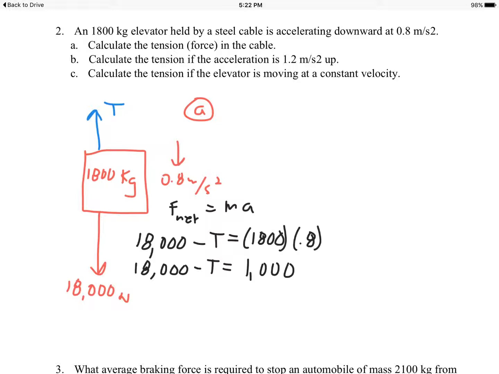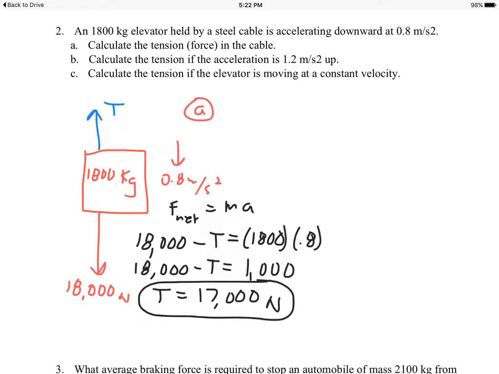As I move the T around and solve for T, I end up with T equals 17,000. I can't subtract the 440 from a bunch of zeros in the 18,000. So the answer is 17,000 newtons. It's a little bit less than the downward force because it's accelerating down. The net force here is 1,000 newtons basically in the downward direction.